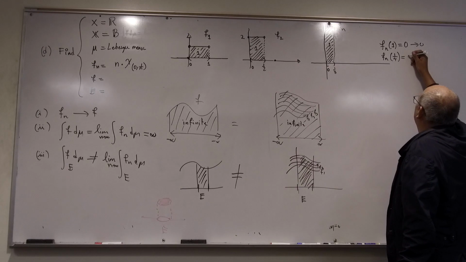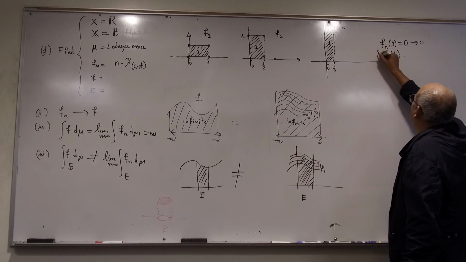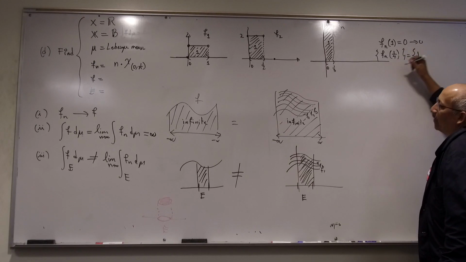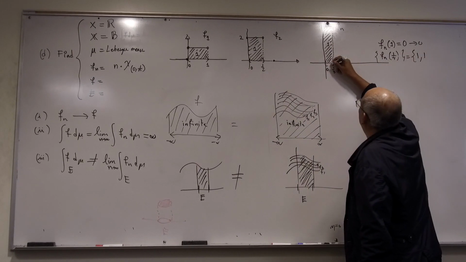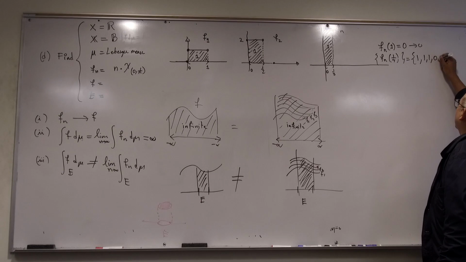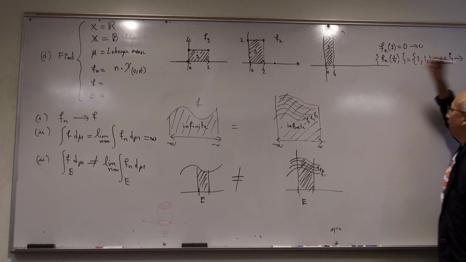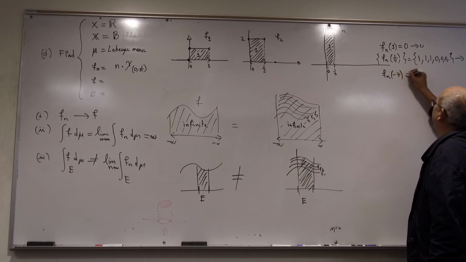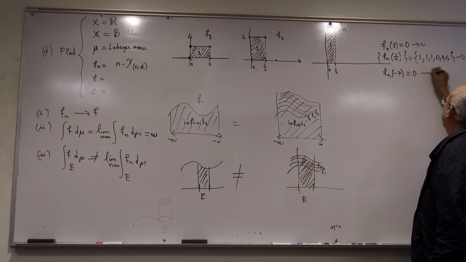Well, the first one is 1, right? The second one at 1/4 is 1, the next one at 1/4 is 1, but then the next ones are going to be 0, 0, 0. So that converges to 0, right? What is fn of -7? It's always 0. All of them are 0, so that converges to 0.